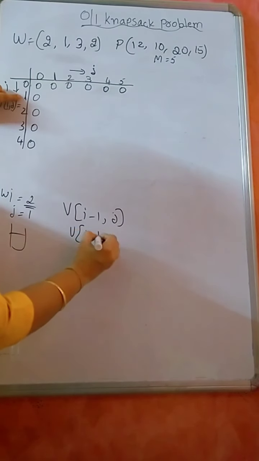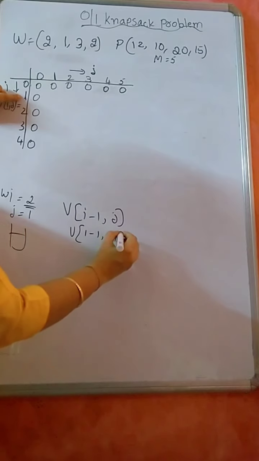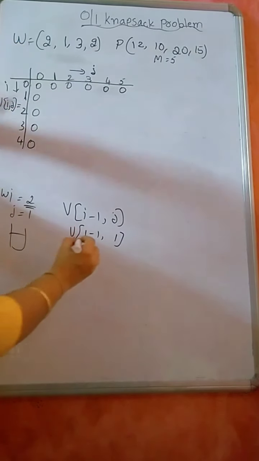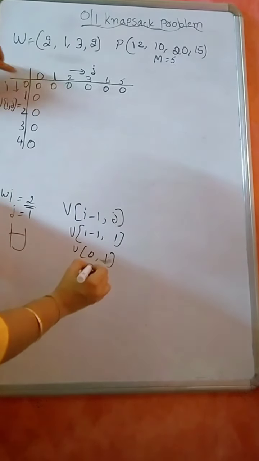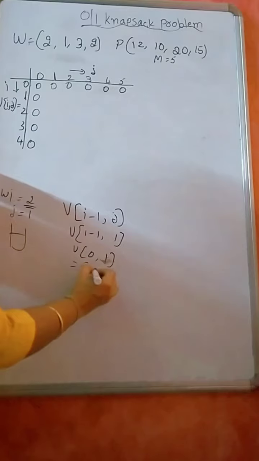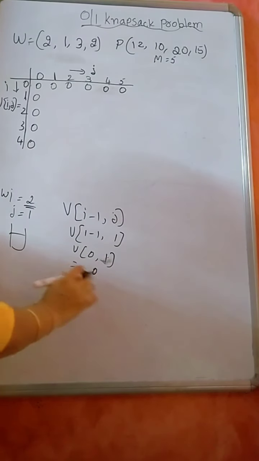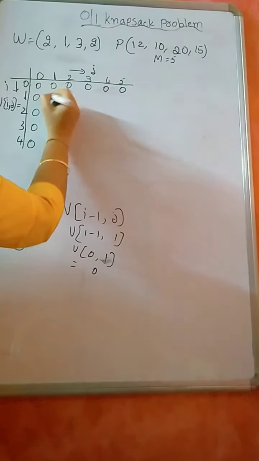So what is my profit? It is V of i minus 1 comma j. So i is how much? 1. 1 minus 1 is 0. j is how much? 1. Remaining capacity is 1. So V of 0 comma 1. What is V of 0 comma 1? 0. So what is the profit I am getting? 0. So it is 0.